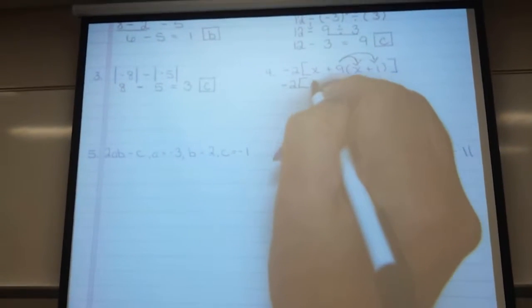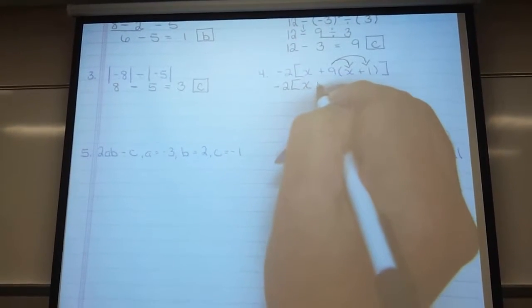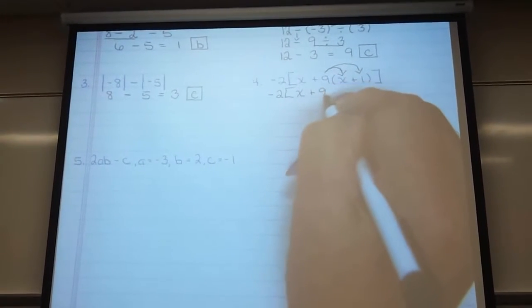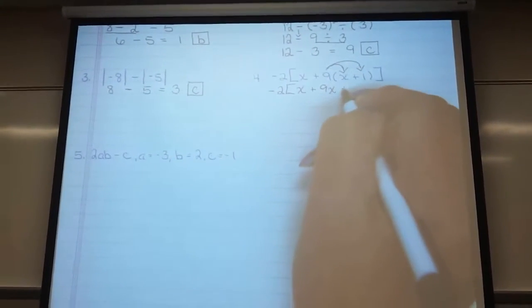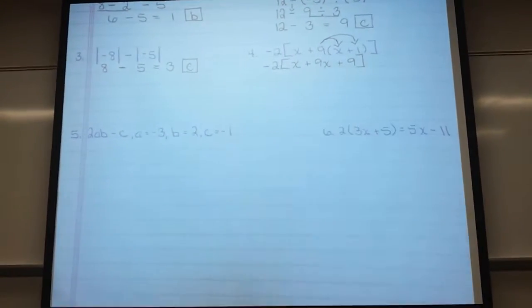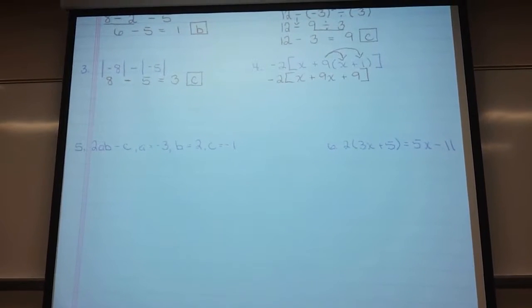Bracket x plus, now when I distribute, I've got 9 times x is 9x, plus 9 times 1 is 9. So that would be your first step. Did anyone distribute the 2 next?